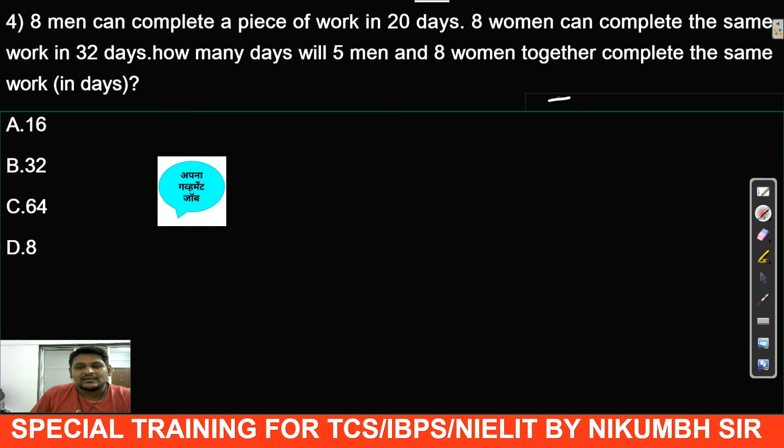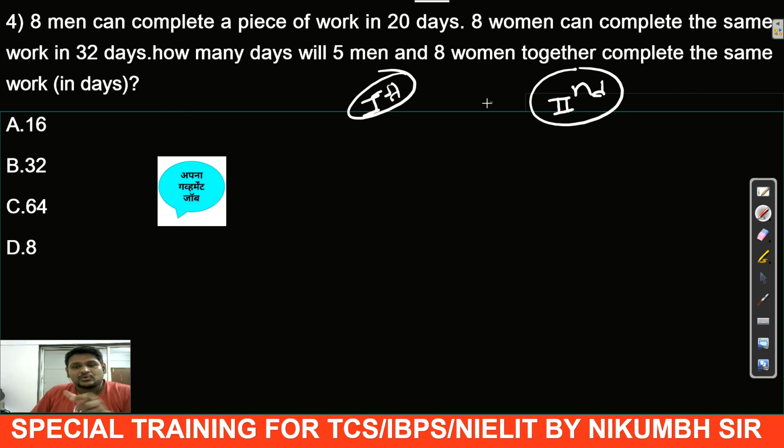Now we will move to the second method. In the exam hall I recommend the first method only, because you can get the answer directly. The second method is a little bit calculative, but still easy. Now we have to find the total work again, and after that we have to find the efficiency.